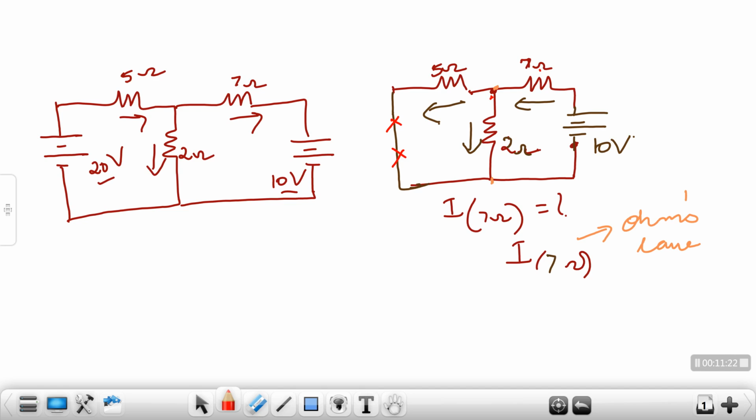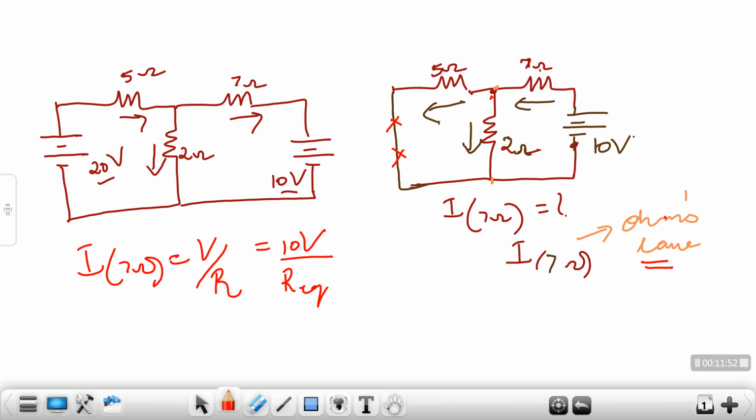So if I have a look, the current in my 7 ohms resistor is actually the current from my voltage source. So it is actually the total current coming from my battery. So for my total current, I can use Ohm's law to calculate. If I use Ohm's law, the formula for current in 7 ohms would be V by R. In this case, V is 10 volts. R I will write as R equivalent.